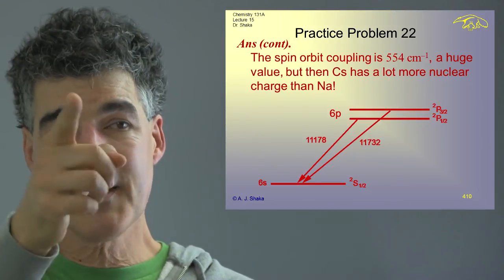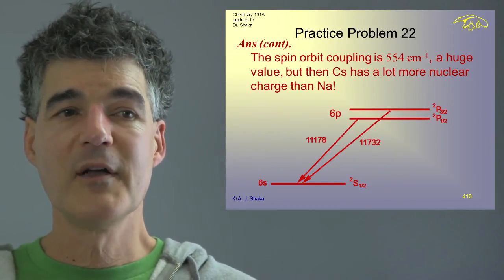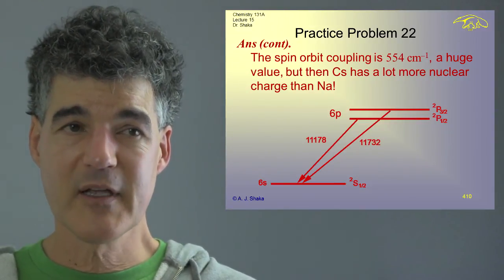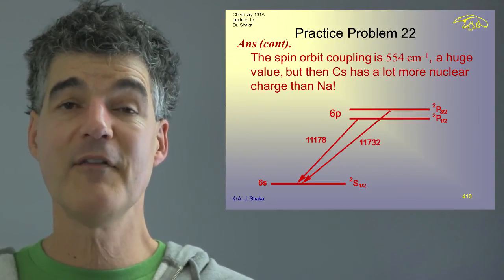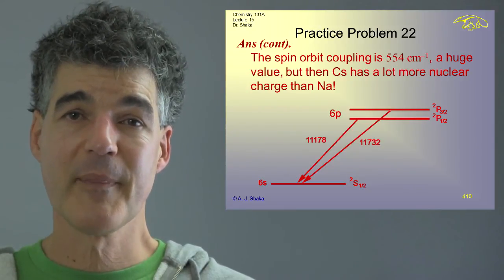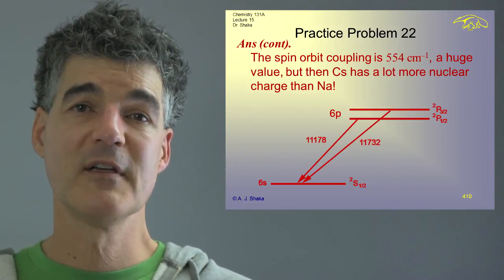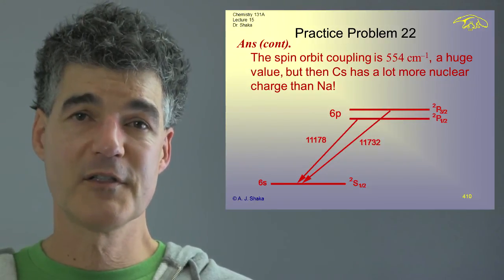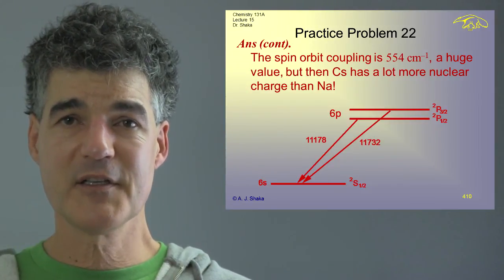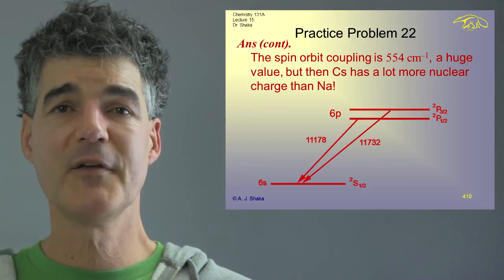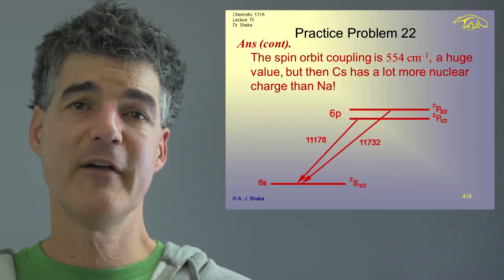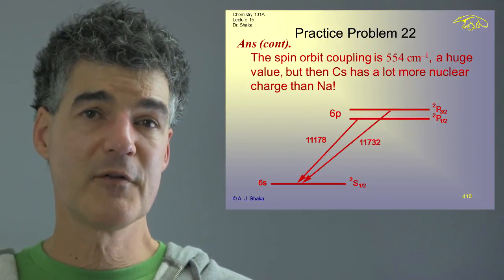So we can draw these two transitions. One of them is 11,178 for the lower one. The other one is 11,732 wave numbers, and the difference between them is 554 wave numbers, which is a very, very huge value, but maybe not surprising because cesium has a lot more charge than the sodium atom. Okay, I'm going to leave it there, and we're going to digest this problem and come back to it in the next lecture. Meanwhile, we have to think, why do we have groups of 2 and groups of 3?